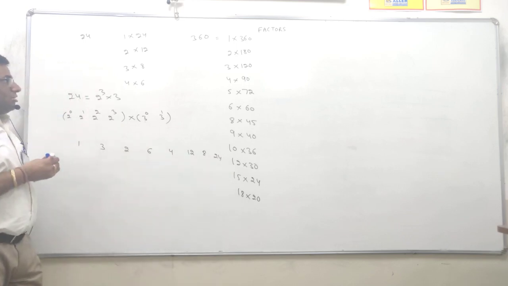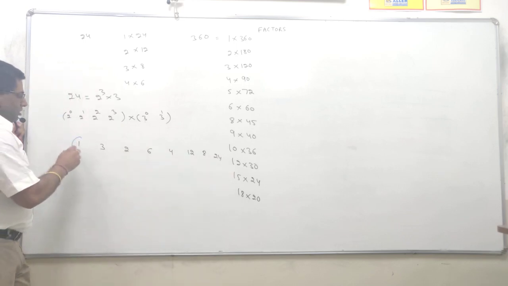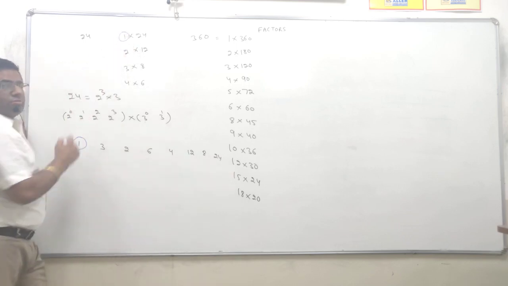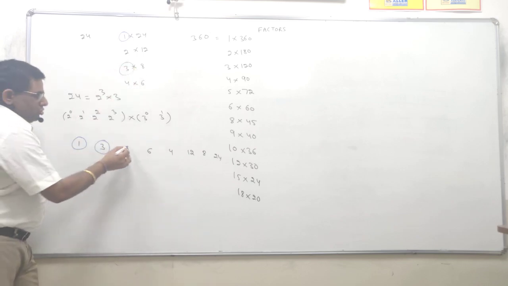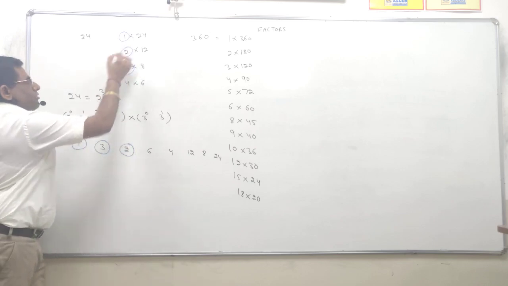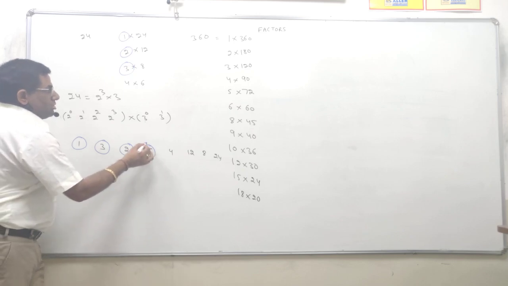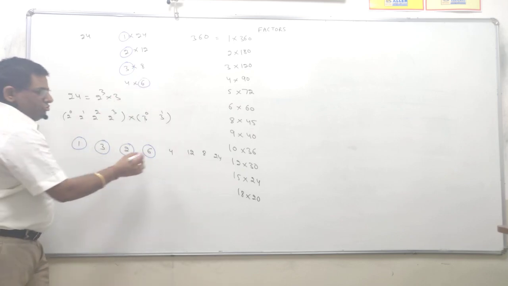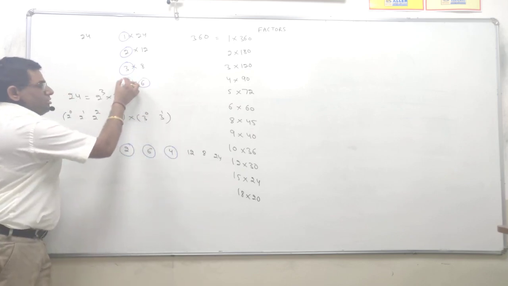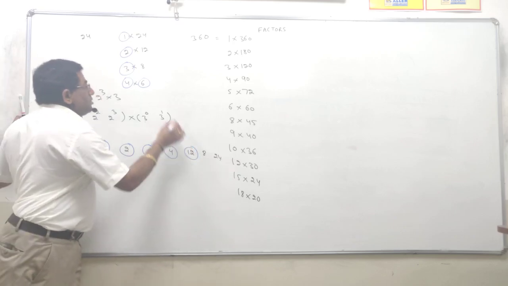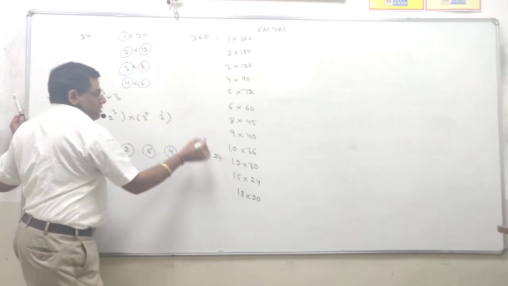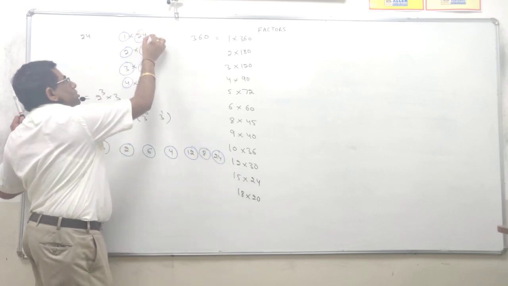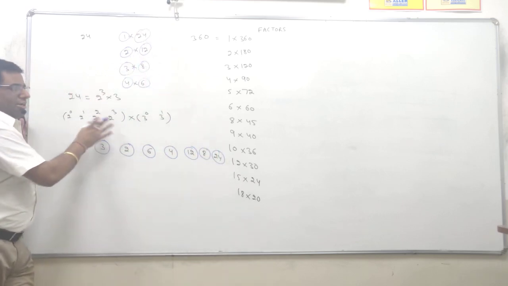If you want to see the factors here, 1 is here, another factor 3 is here, 2 is this one, 6 is this one, 4 is this one, 12 is this one, 8 is this one, and 24 is this one. That is, we can get all the factors by this criteria.